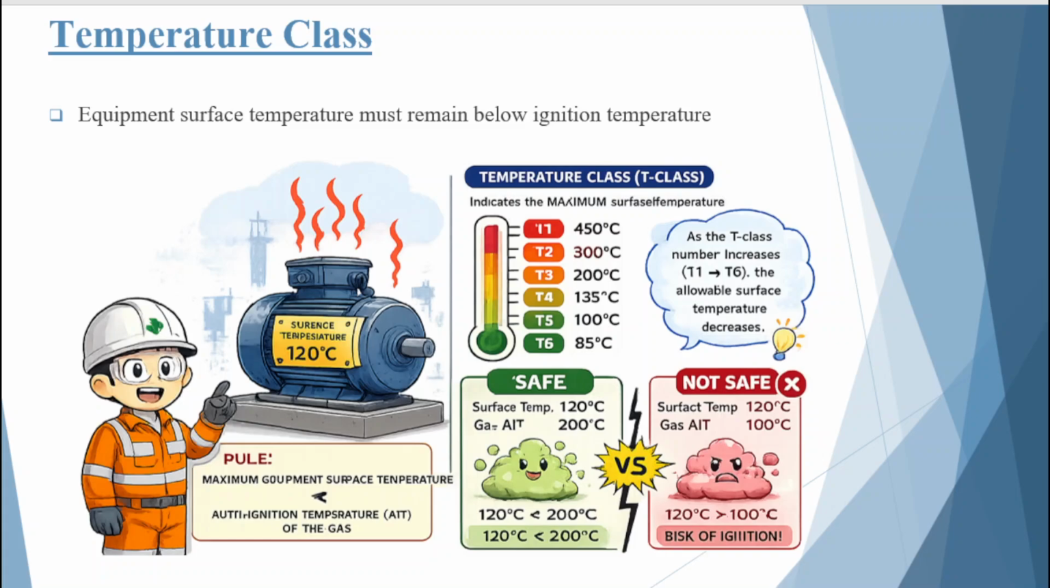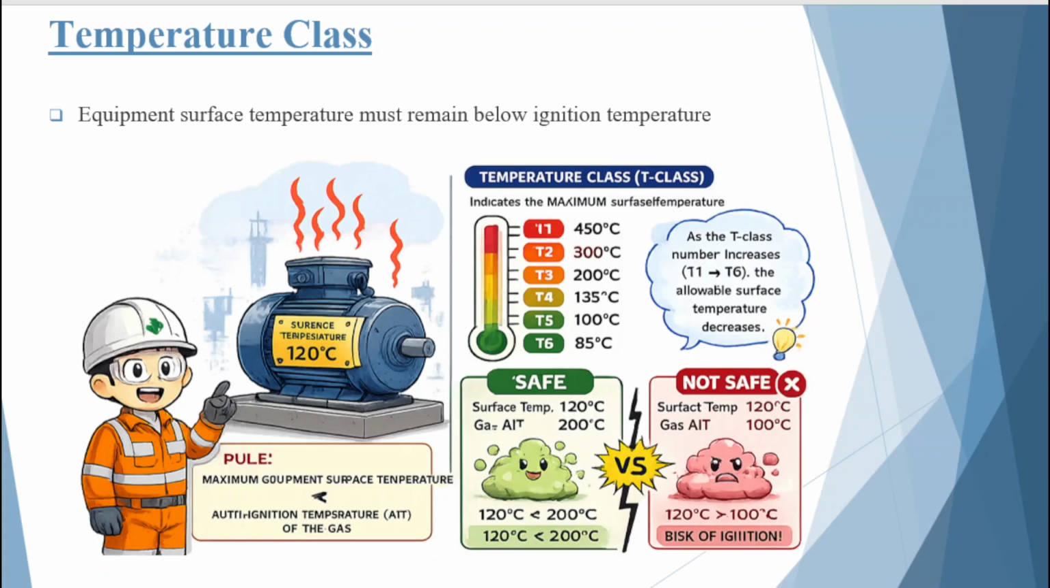Suppose a particular gas has an auto-ignition temperature of 200 degrees Celsius. If the surface of a motor or junction box reaches 200 degrees Celsius, the gas can ignite even though there is no spark or open flame. On the other hand, if the equipment surface temperature remains well below 200 degrees Celsius, the gas will not ignite due to the hot surface.